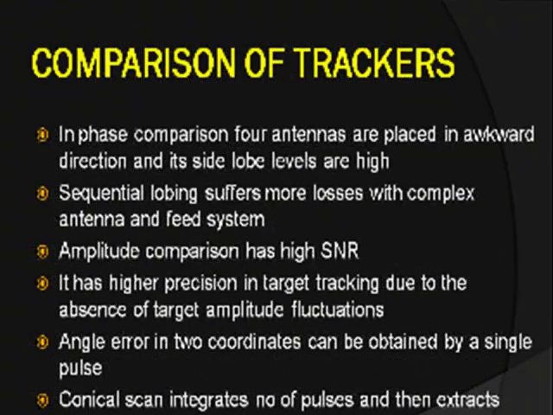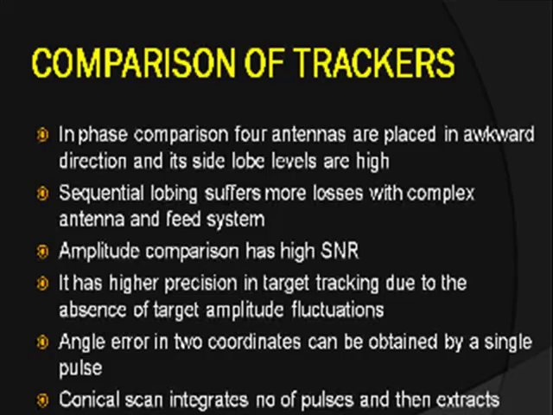Let us have a comparison between the 2 types of trackers we came across. In phase comparison, 4 antennas are placed in upward direction and its side lobe levels are high. Sequential lobing suffers more losses with complex antenna and feed system. Amplitude comparison has high SNR. It has higher precision in target tracking due to the absence of target amplitude fluctuations. Angle error in 2 coordinates can be obtained by a single pulse.